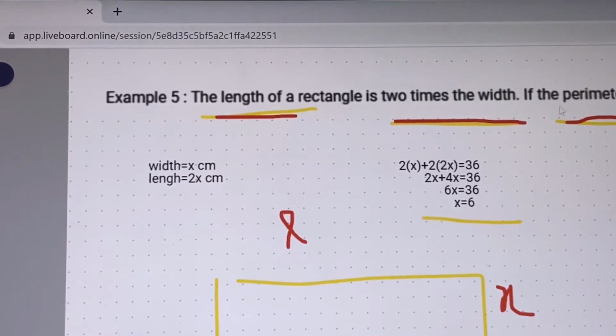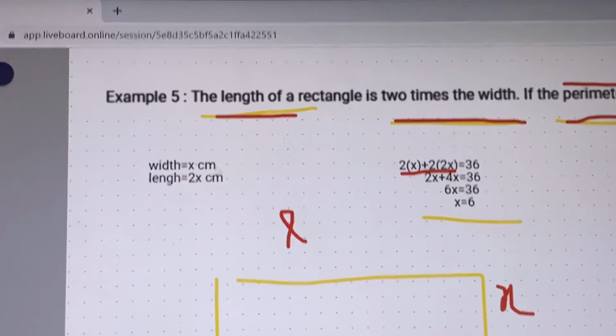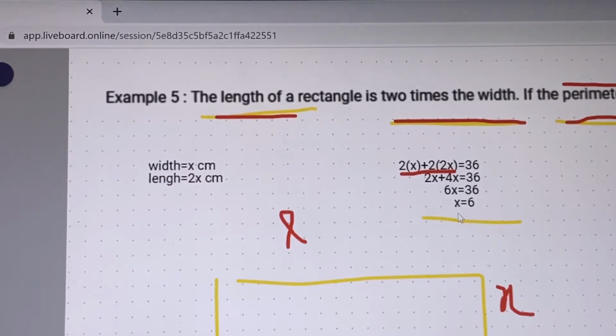So we got the clue here: the perimeter is 36. So we need to times by 2 because there are 4 sides. 2 times (x plus 2x) equals 36. So we add them together, which gives x equals 6. And the width equals x, so width equals 6 cm. Okay, so the lesson here is done. Thank you everyone.